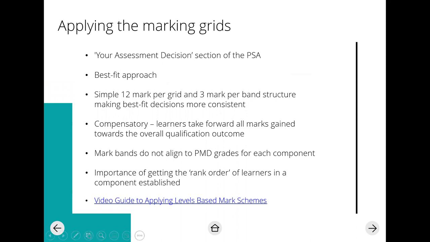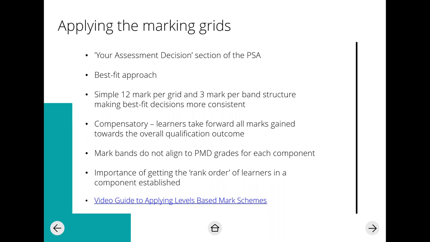Right, okay, so the first thing is looking at the marking grids and what this actually means. It is in the assessment decision section of the PSAs. Now the PSAs are what we call the Pearson Set Assignments, and I'm going to go on to that in a minute. We are using a best fit approach, and I'll explain what that means as well.